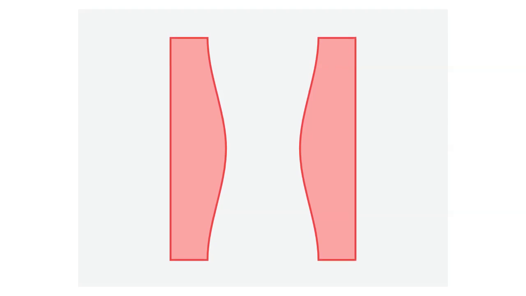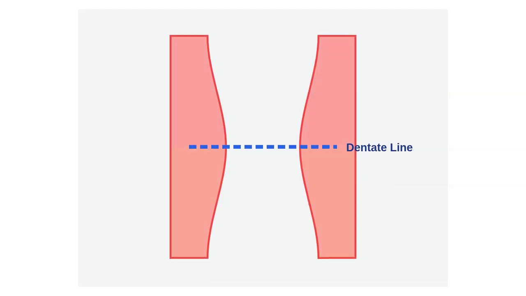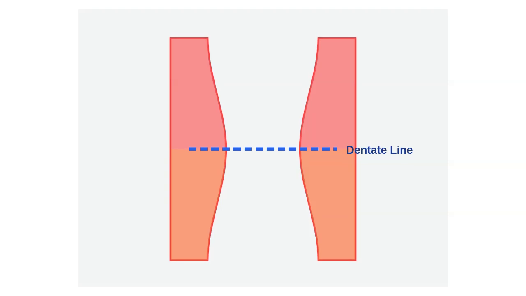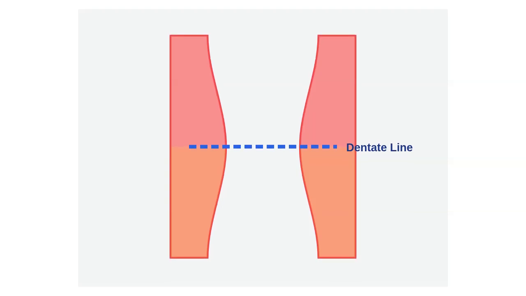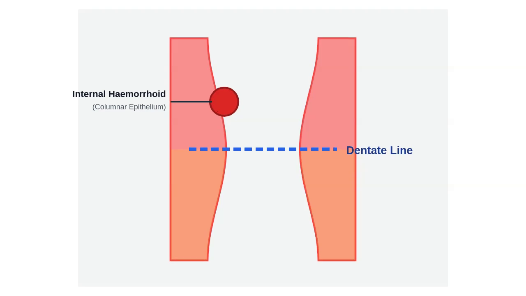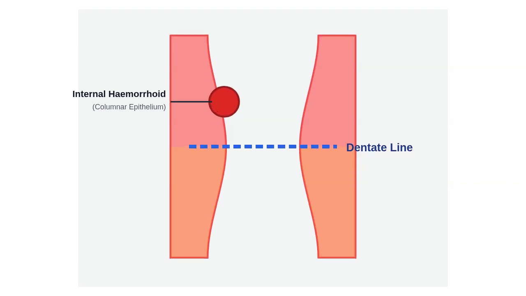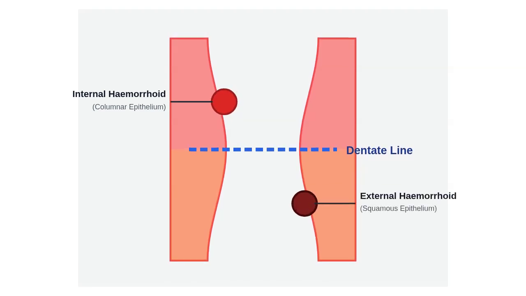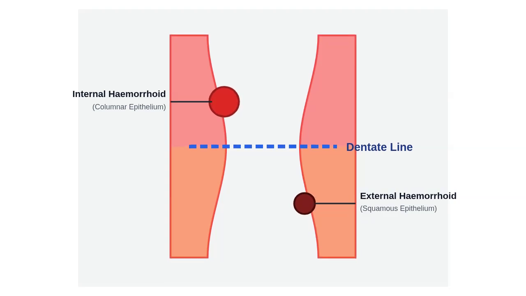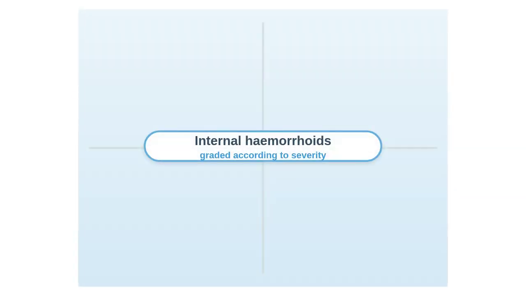There is an area known as the dentate line, superior to the anal sphincter. At this junction, epithelial cells change from squamous to columnar epithelial tissue. Above the dentate line, hemorrhoids are classified as internal. Below the dentate line, they are classified as external. Internal hemorrhoids are further graded according to severity.